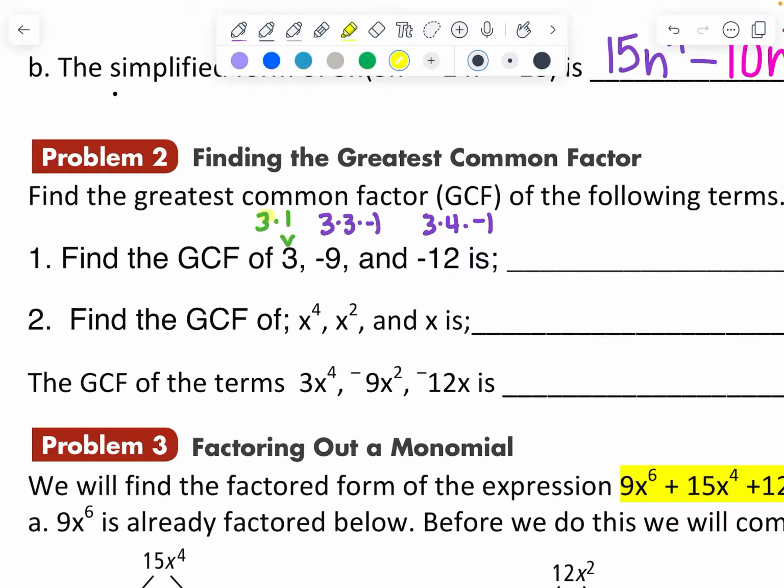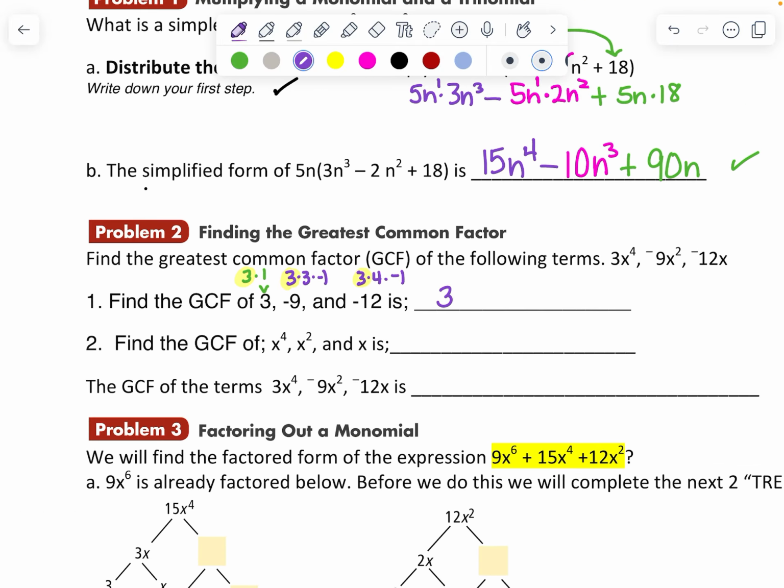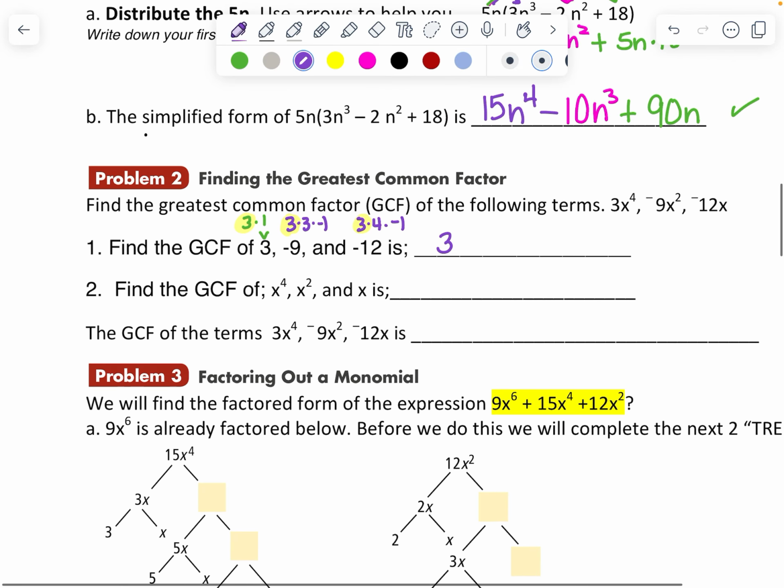So if I look at all three of these products, you see there's a 3 in all of them that's in common. So now there are times where we can pull out a negative sign as well. We're not going to do that. We're going to look for the whole number factor right now that's positive here, okay? So if we decide we want to pull out a negative or want to get a GCF that's negative, we'll talk about that. Now find the GCF of x to the 4th.